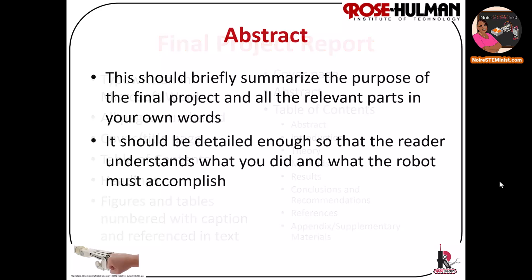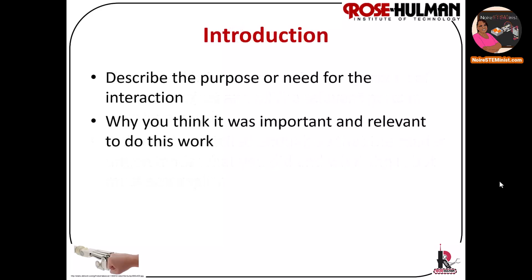The abstract is a brief summary of the purpose of the final project and all the relevant parts in your words. It's typically a mini highlight reel or movie preview of your report. So it should have not only the problem you're solving, a little bit of discussion of the method, and at a high level, the results in the conclusion. It should be detailed enough so that the reader understands what you did and what the robot was able to accomplish and whether they want to read more in your report.